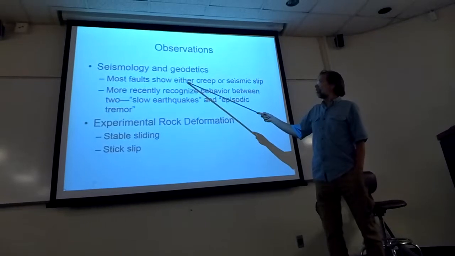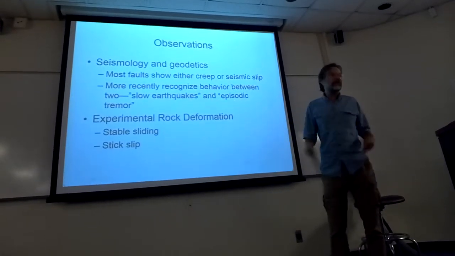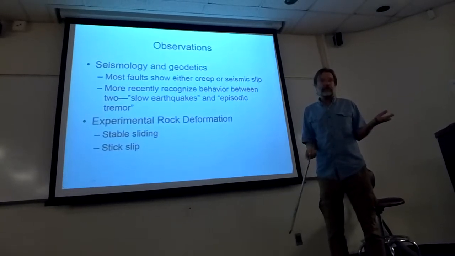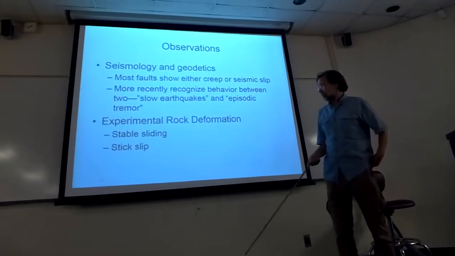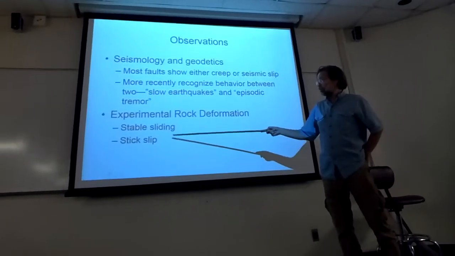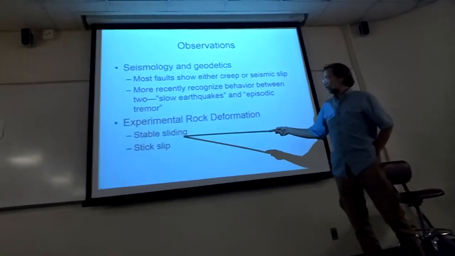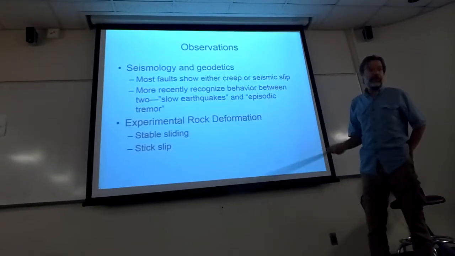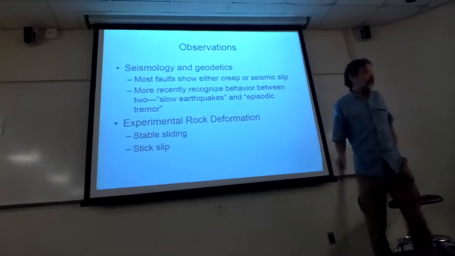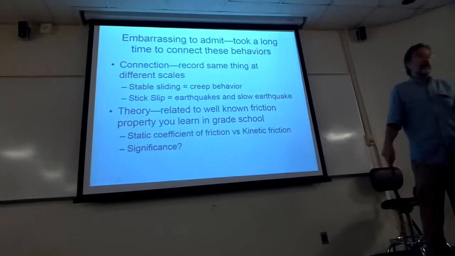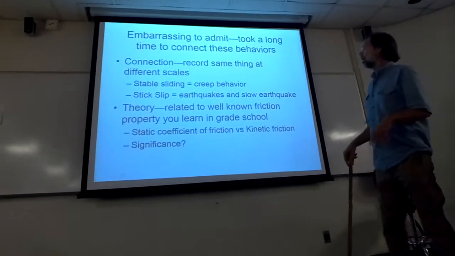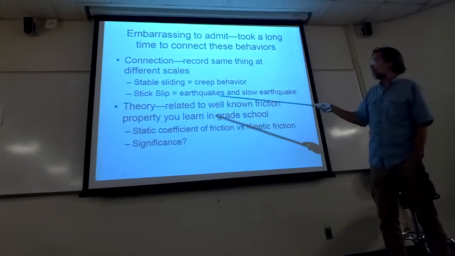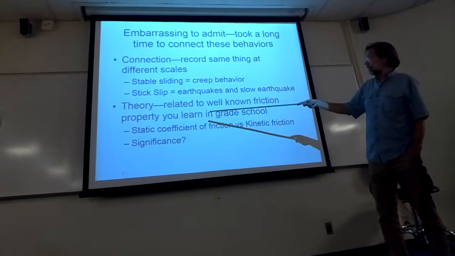It's long been thought that faults behave as a frictional process. We already did this last time in the discussion of the general nature of faulting systems, which has a strong component related to friction. But there are two different kinds of friction, sometimes called stable sliding and stick slip, that have direct analogies to creep and seismic slip respectively. And they are basically related to a physical property that you're well aware of. The connection occurs at different scales. We already said this, so I don't have to do that.